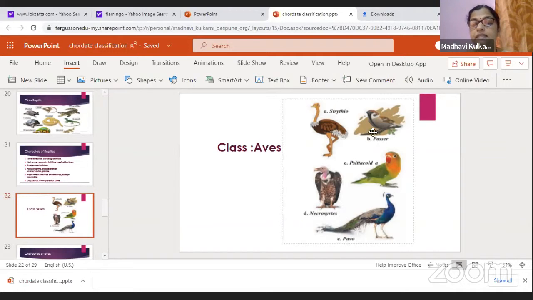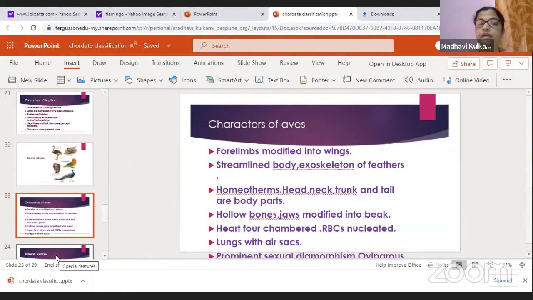Please see these names, and a few other names are also given in your textbook. All these are the generic names or biological names. All of us recognize these animals by their common names. We'll study the characteristics of Aves.